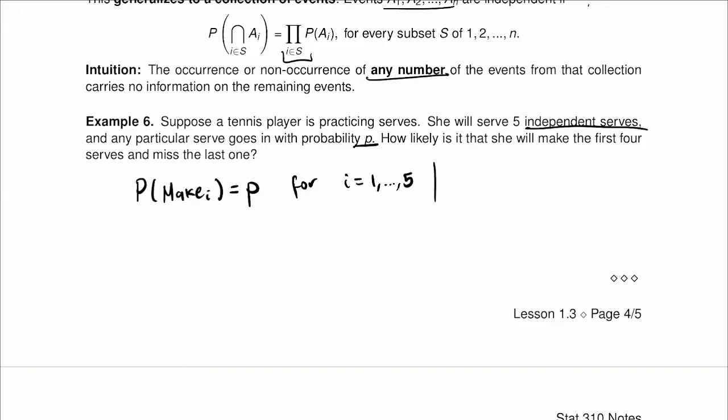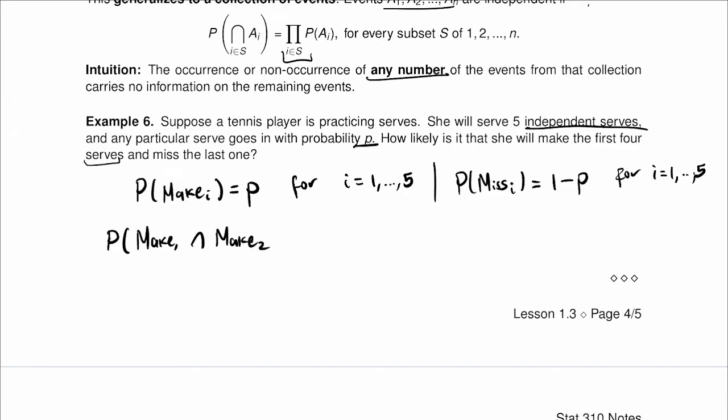We have 5 serves. The probability of miss the serve I is equal to 1 minus P, the complement rule. This is the same for I from 1 until 5. The exercise is asking how likely is it that she will make the first 4 serves and miss the last one. So the problem is asking for the probability of make the serve 1 and make the serve 2 and make the serve 3 and make the 4 and missing the 5th serve.